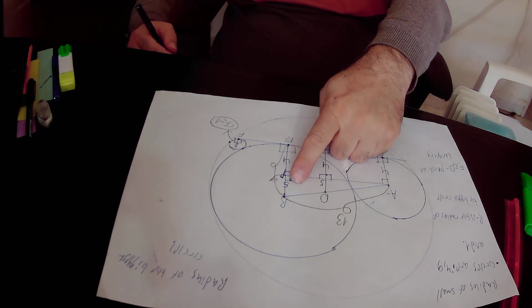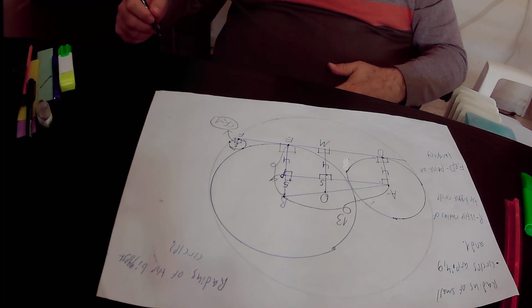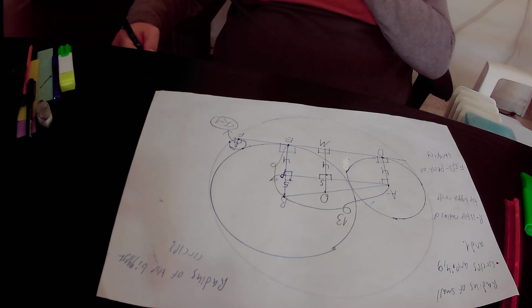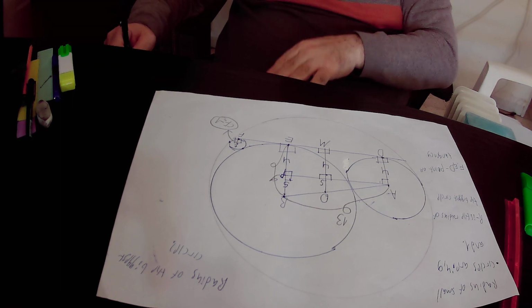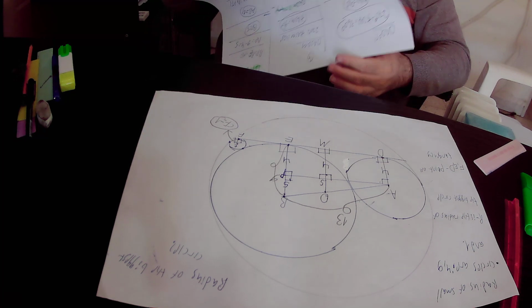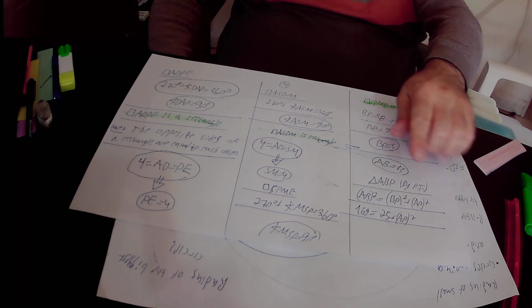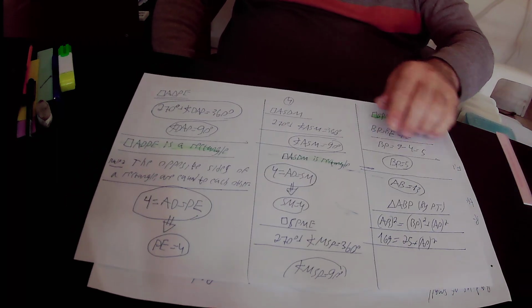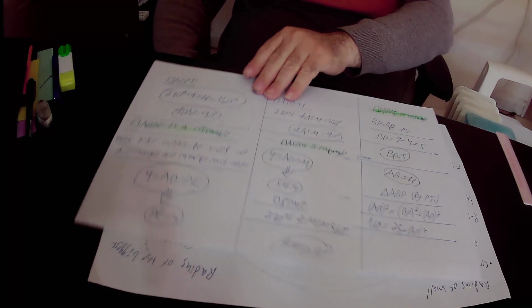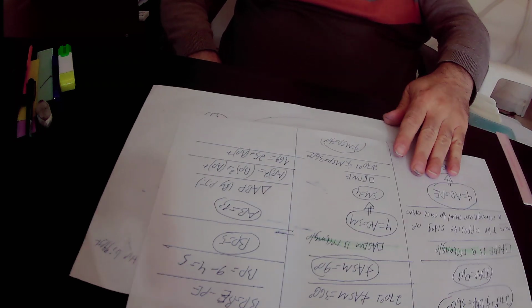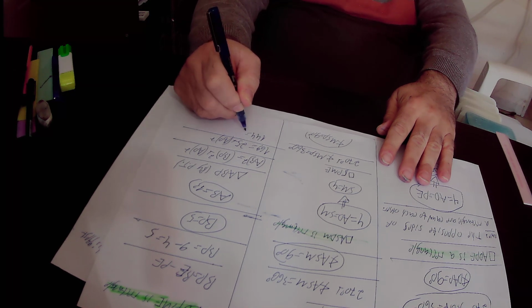BP is equal to 5, so BP squared is 5 squared, which is 25, plus AP squared. So in conclusion, we found out that 169 equals 25 plus AP squared. Here we subtract 25 from this equation, and we find out that 169 minus 25 is 144. 144 equals AP squared.